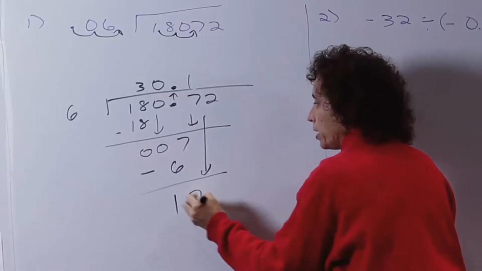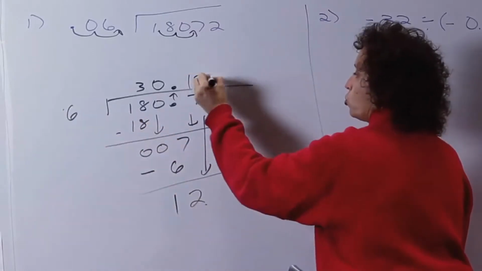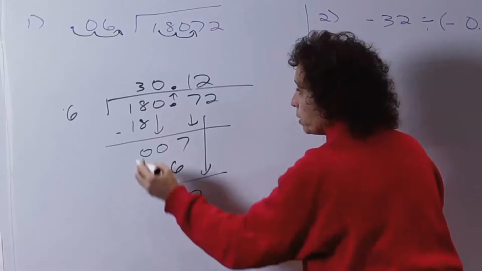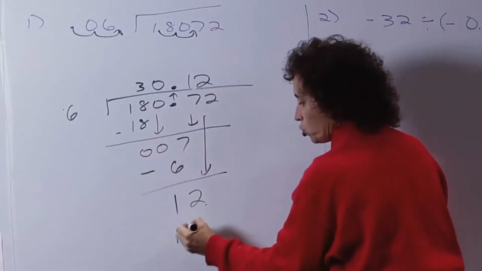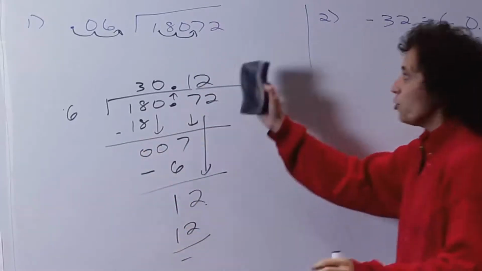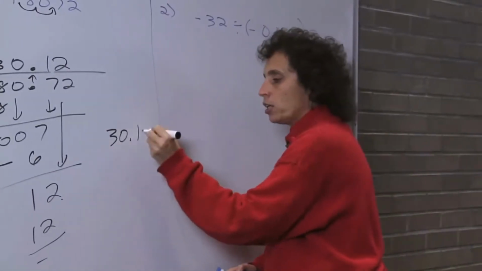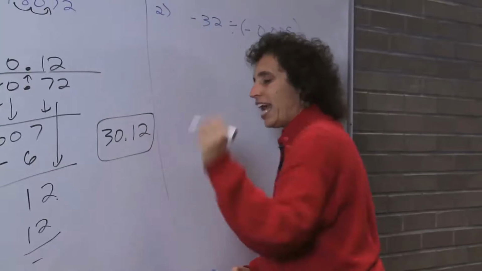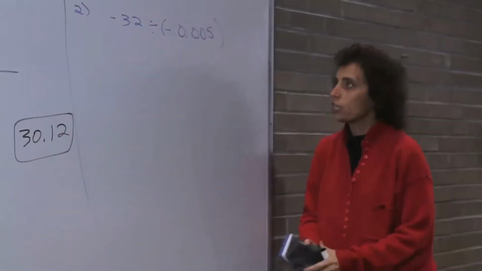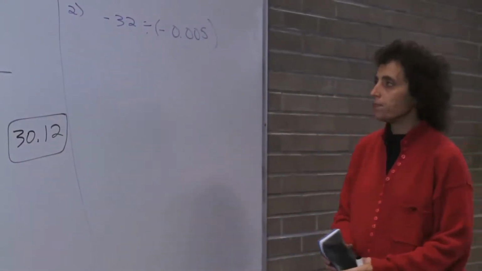30 monkeys smell bad. 6 into 12 goes 2. And I am done because 6 times 2 is 12. No remainder. There's no signs here, so everything's positive. 30.12, or 30 and 12 hundredths. That was awesome. Okay, ready?